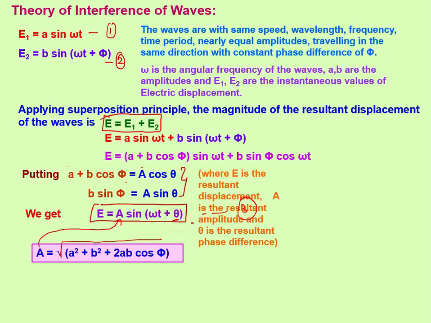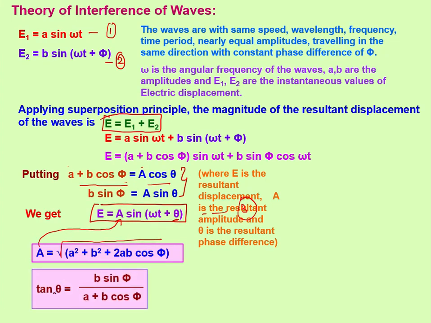Similarly, this theta represents the phase angle of the resultant wave. To obtain theta, we have taken sine theta upon cos theta, so we get tan theta, 2 upon 1, which is b sine phi upon a plus b cos phi. So this theta is the phase angle of the resultant wave.